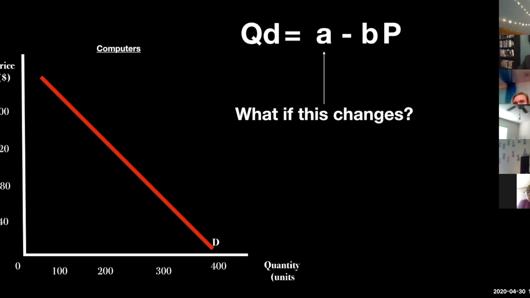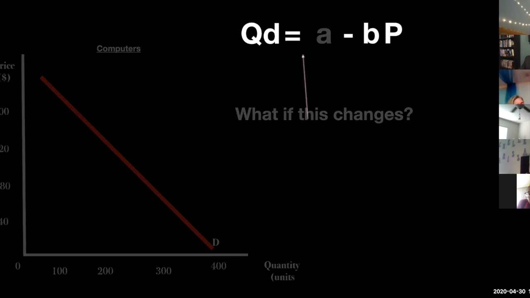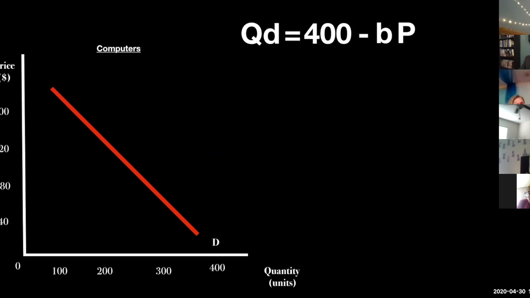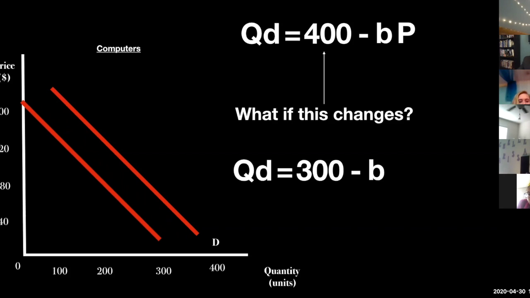But we didn't say the slope changed, because the A term is not slope. The B term is slope. The A term is the quantity demanded when the price is 0. So you're right that this line would cross at 300 if we changed it. Okay, so we're going to look at an example. Here is quantity demanded equals 400 minus BP. What if that 400 changed?